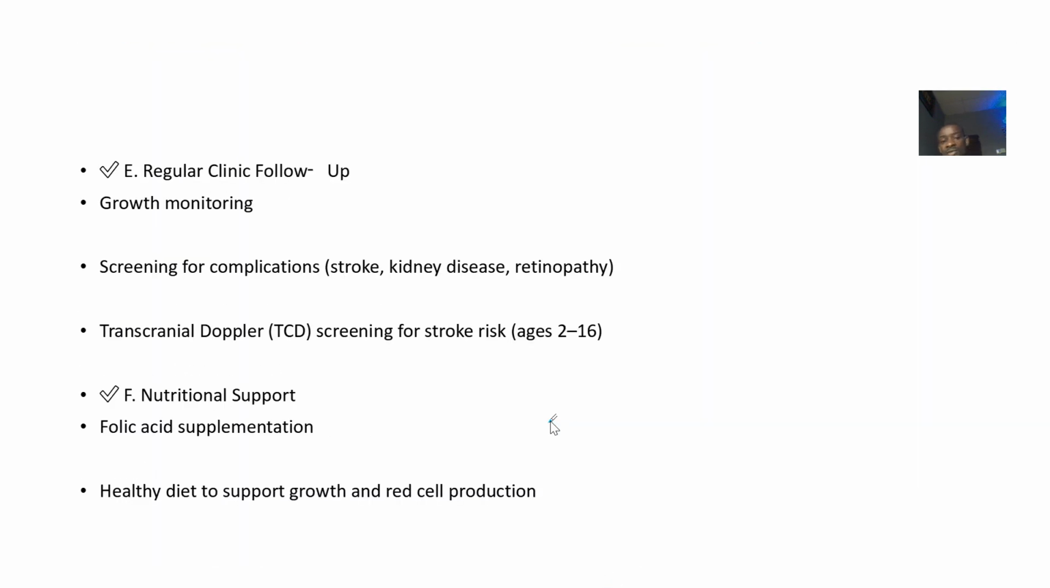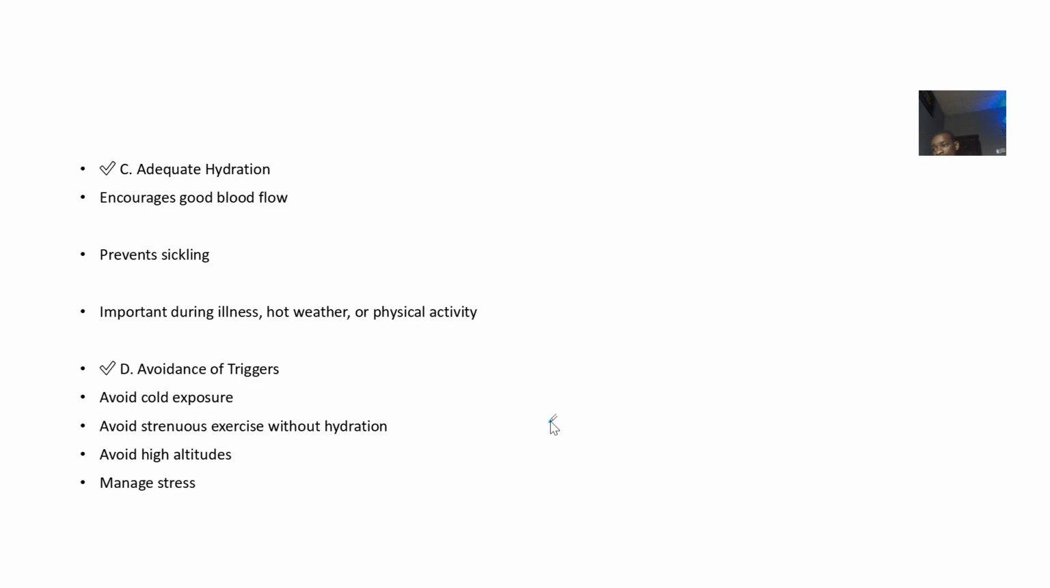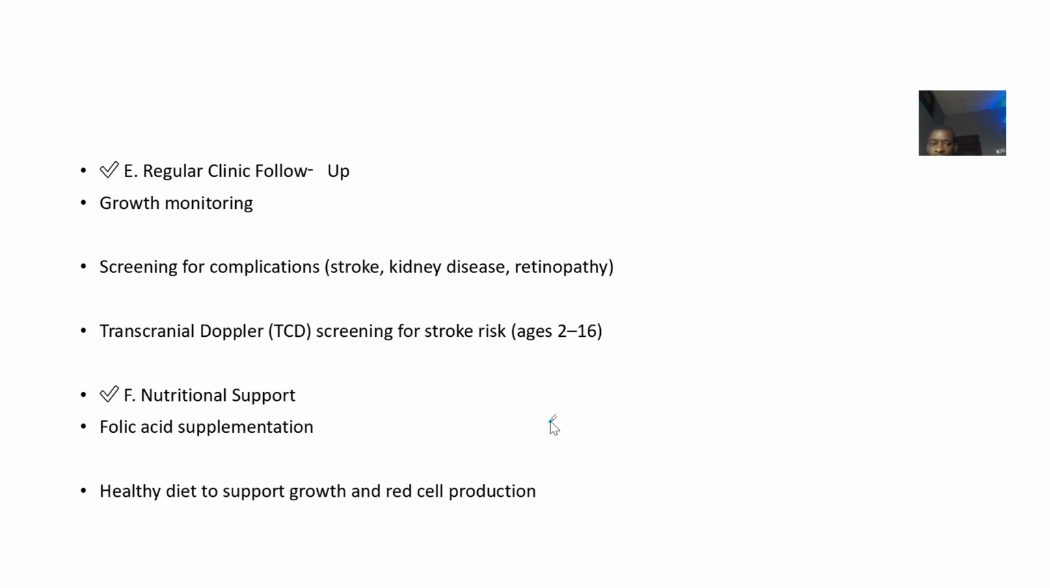The next is adequate hydration. So good hydration, right? Then for anything that is triggering the issue, you should try to avoid the triggers. So exposure to cold, avoid it. Avoid any strenuous activities. Avoid high altitudes. Then manage stress. Regular clinic follow-up is for growth monitoring, screening for complications, and all of that.